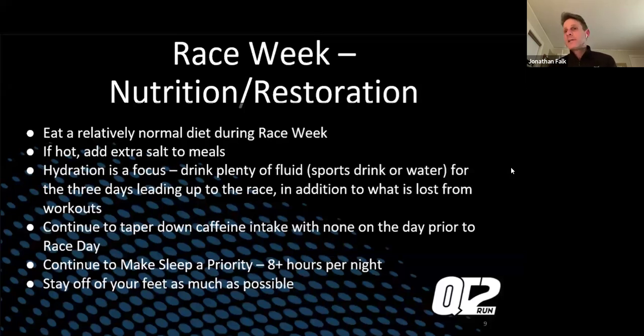Again, focus on hydration, drink plenty of fluids leading up to it. You don't want to overdo it, but just constantly sipping. You want to have the tanks topped off, so to speak, for race morning, so that you're ready to go. Again, continue to cut down on the caffeine prior to race day. Continue making sleep a priority. Can't emphasize that enough. And if possible, stay off your feet.